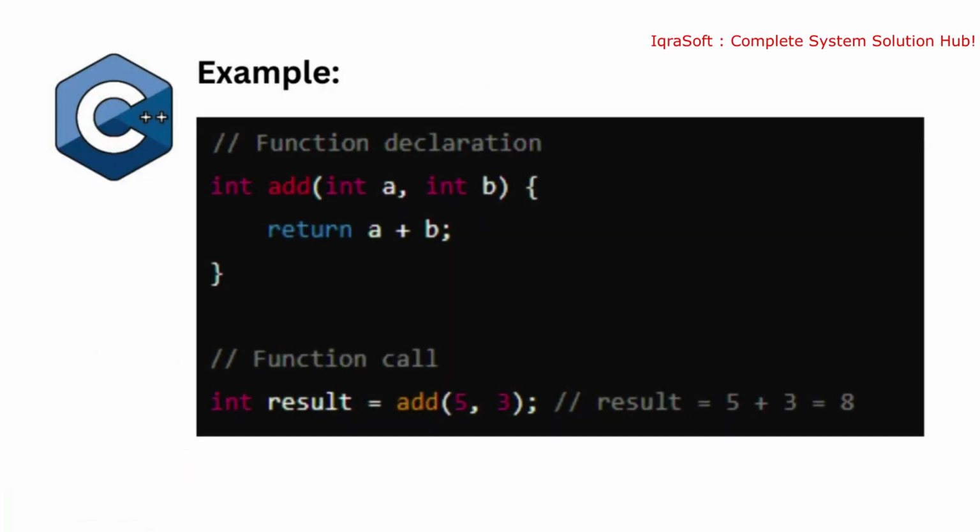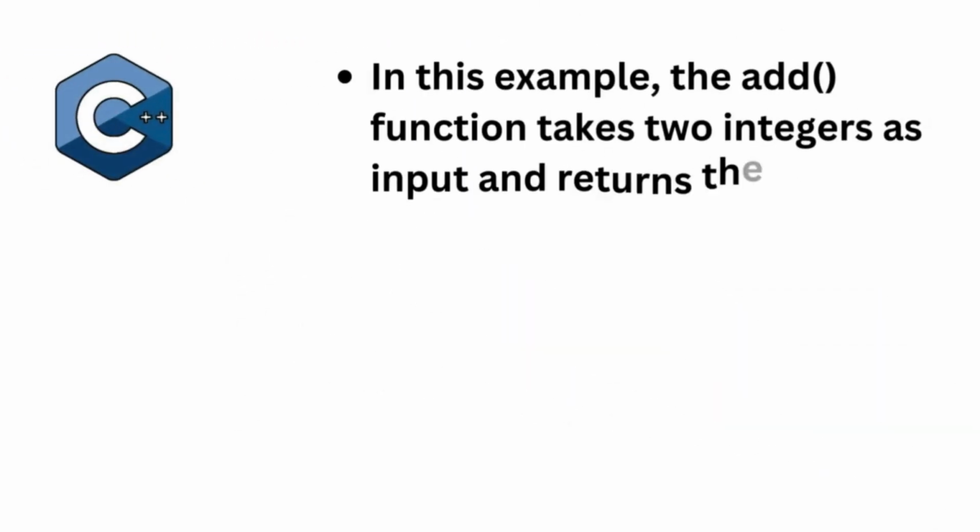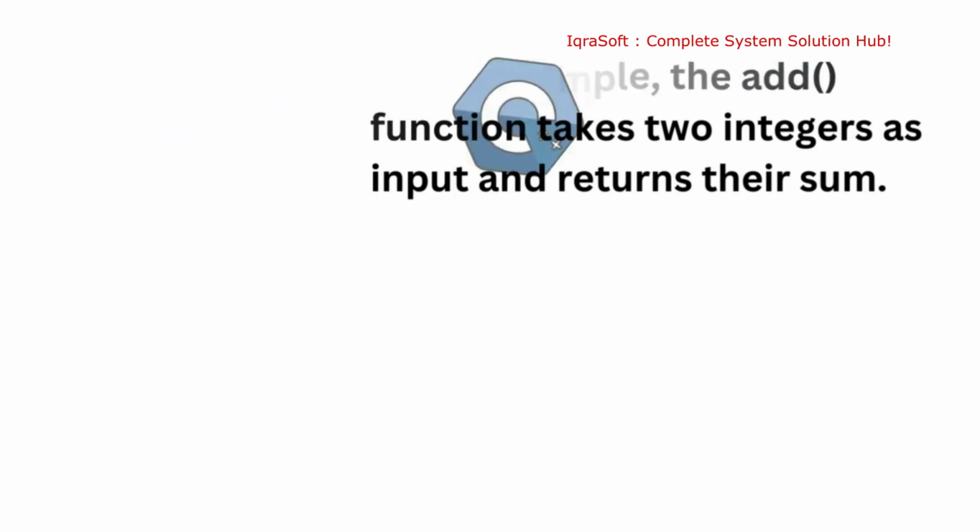Example, function declaration: int add(int a, int b) { return a + b; }. Function call: int result = add(5, 3); result equals 5 plus 3 equals 8. In this example, the add function takes two integers as input and returns their sum.